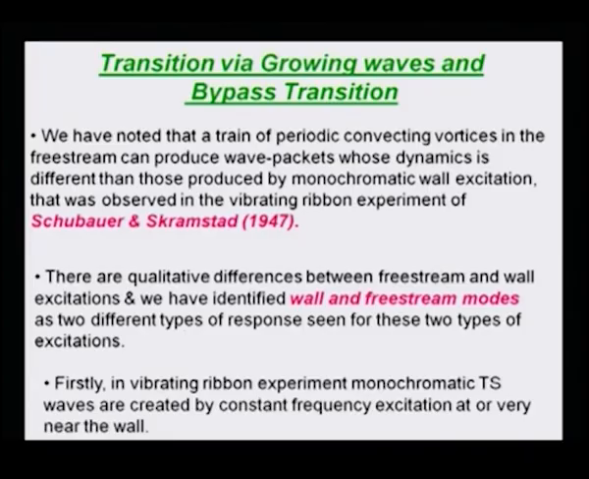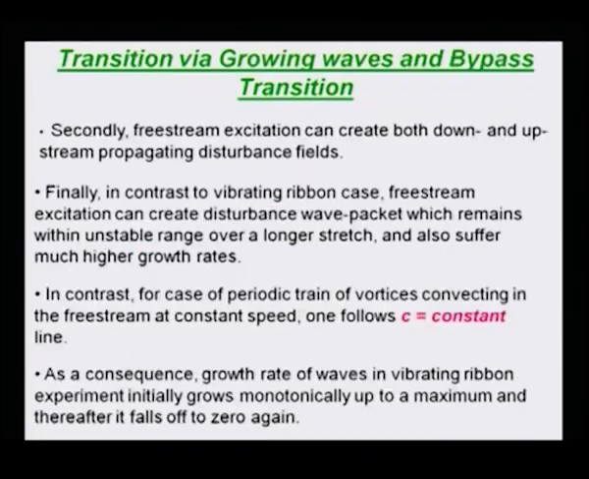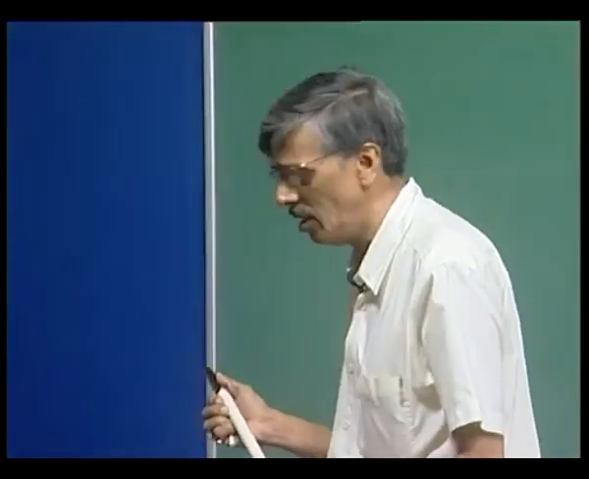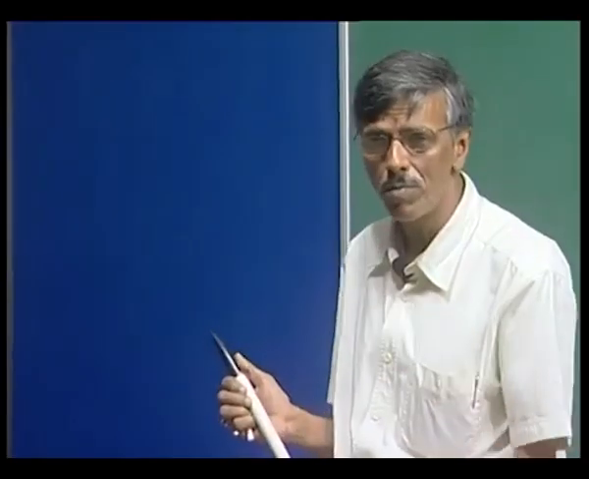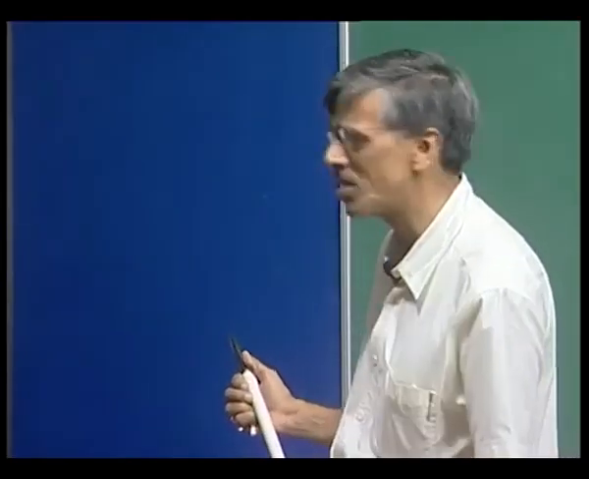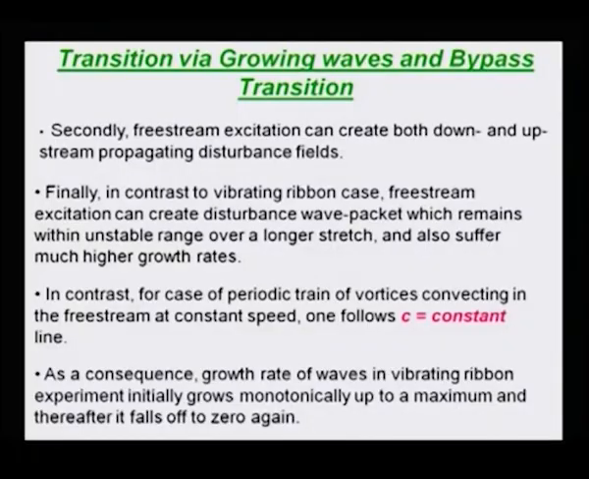In the vibrating ribbon experiment, monochromatic Tollmien-Schlichting waves are created, which travel with a constant frequency and tend to stay very near the wall itself inside the shear layer. Then secondly, we also notice that the free stream excitation can create both downstream as well as upstream propagating disturbances. The downstream propagating ones are the wall modes, the upstream propagating ones are the free stream modes, right? That's what we say.